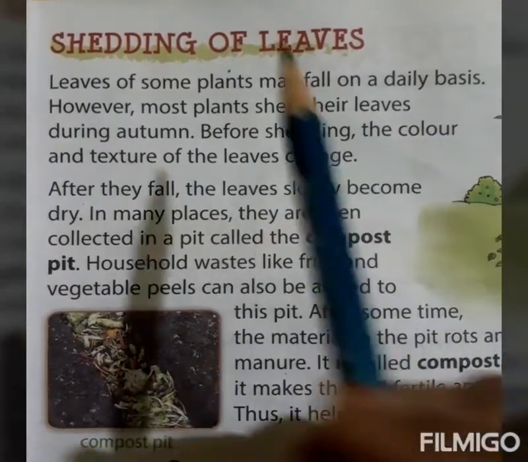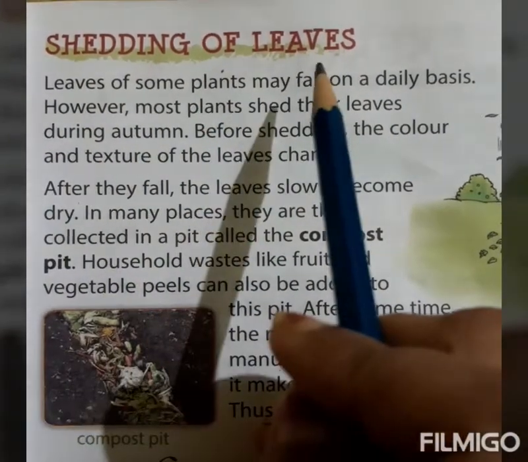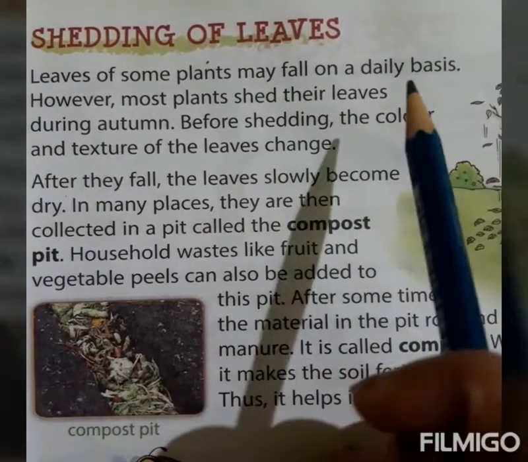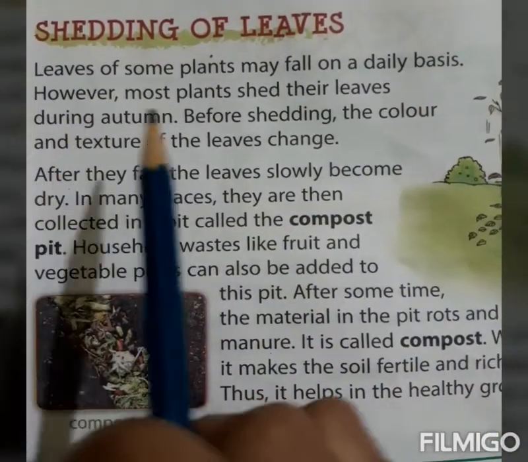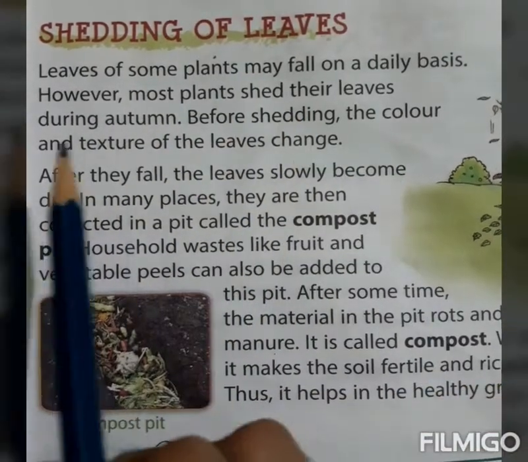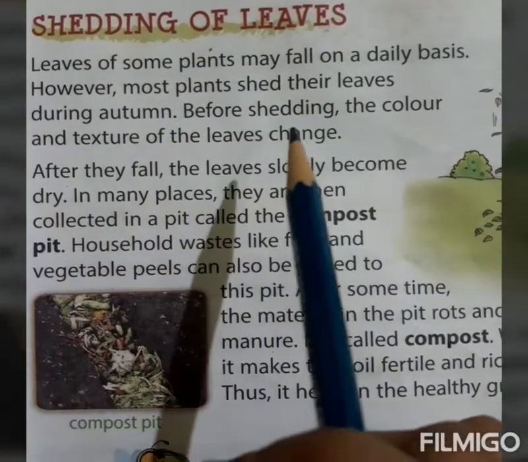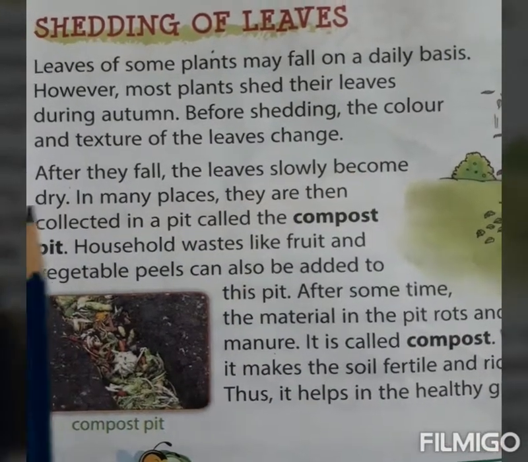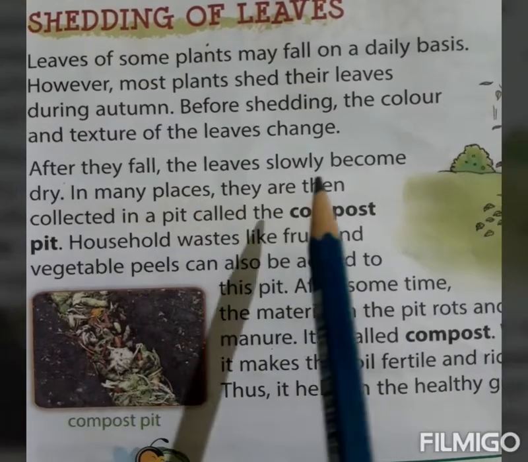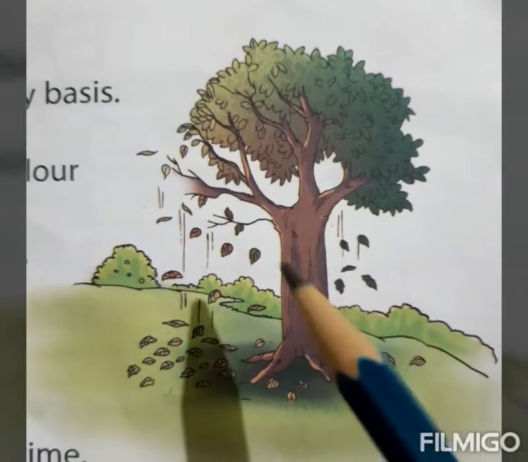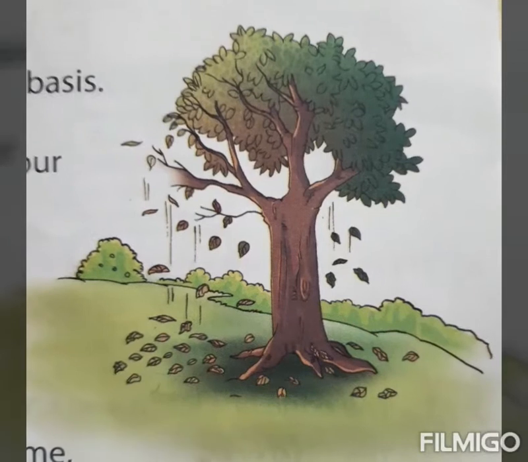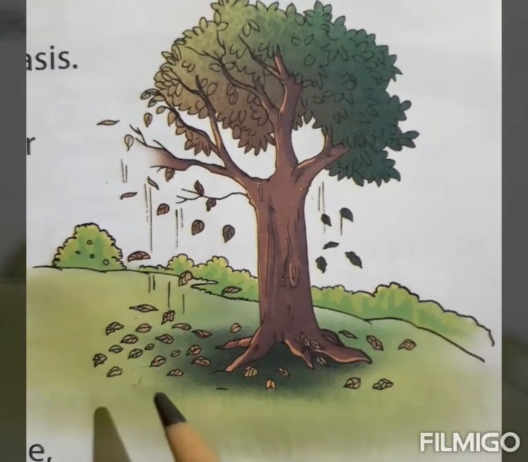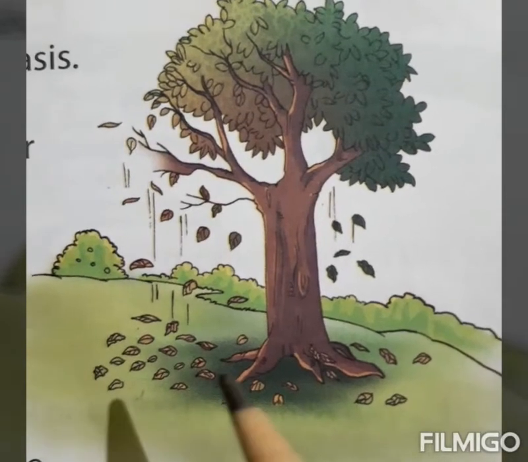And the last topic is shedding of leaves. Leaves of some plants may fall on a daily basis. However, most plants shed their leaves during autumn. Before shedding, the color and texture of the leaves change. After they fall, the leaves slowly become dry. Every day plants shed their leaves, and there are some plants which shed almost all of their leaves during autumn season.